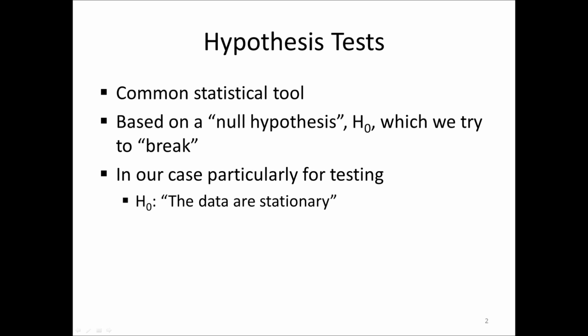First, a hypothesis test is based on a so-called null hypothesis, which we call H sub naught, and which we try to break. So the hypothesis test can either support or disprove the null hypothesis. An example of a null hypothesis, that one we will eventually use here, is: the random signal is stationary.